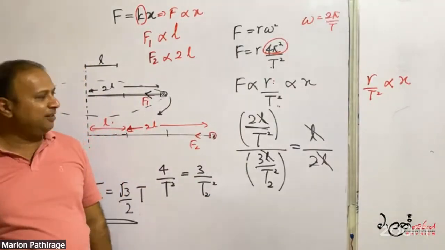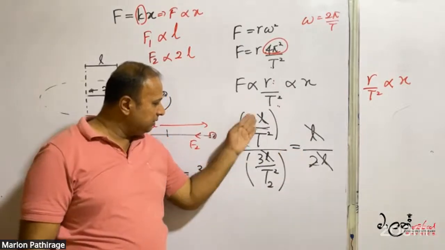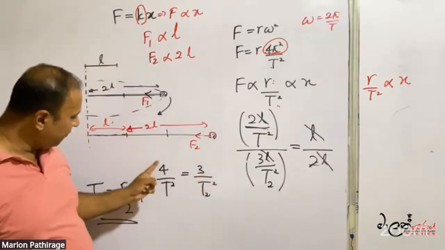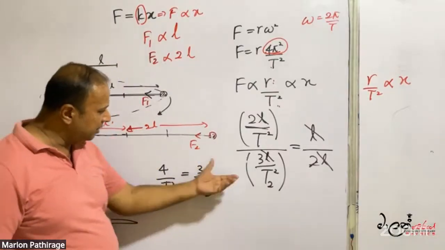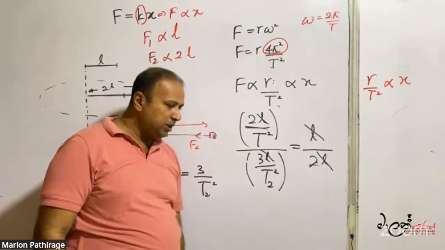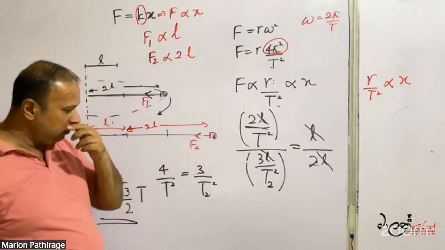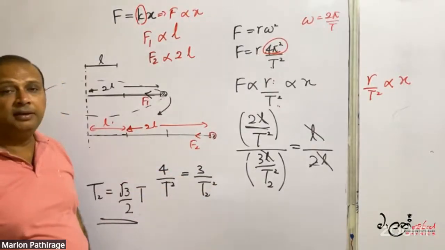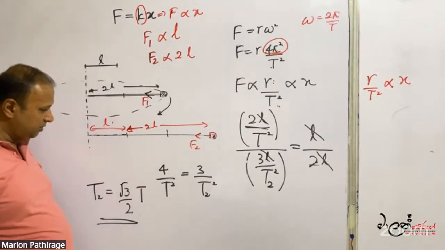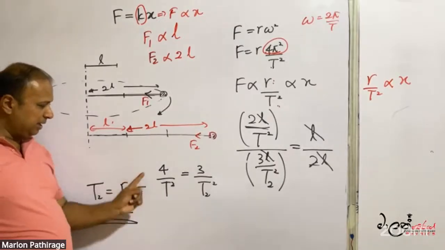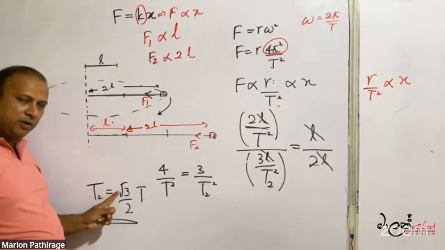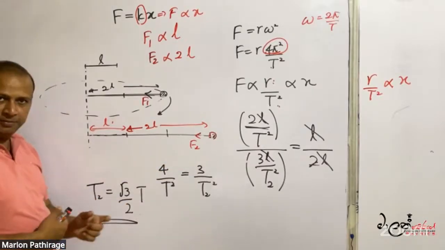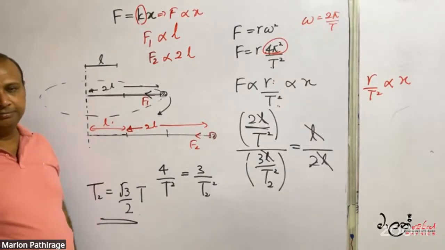If I simplify everything, L will be cancelled out. Therefore, you can take 2 here, therefore 4 over T squared, and you can bring this part to here, 3 over T2 squared. Then you have to cross multiply this thing and take the square root. Square root of 3 over 2 into T is equal to T2.